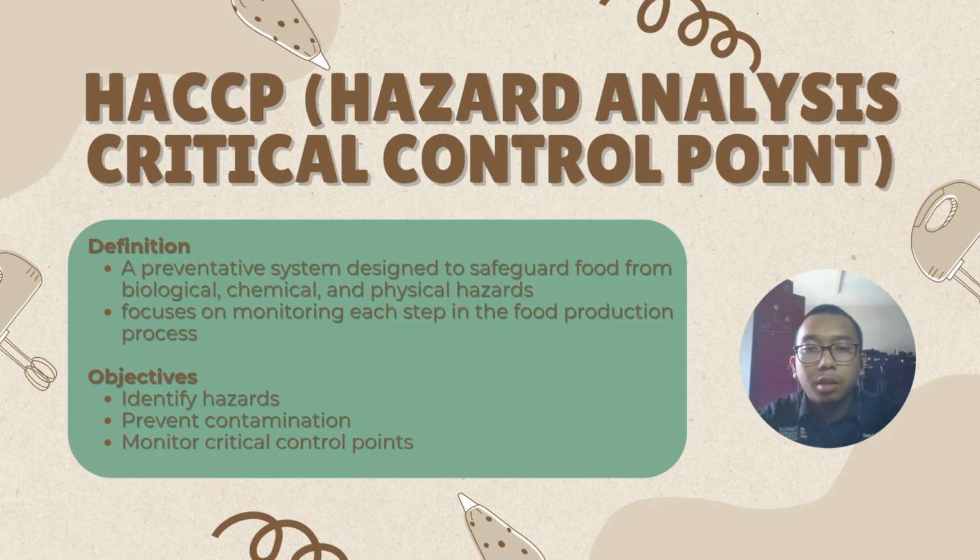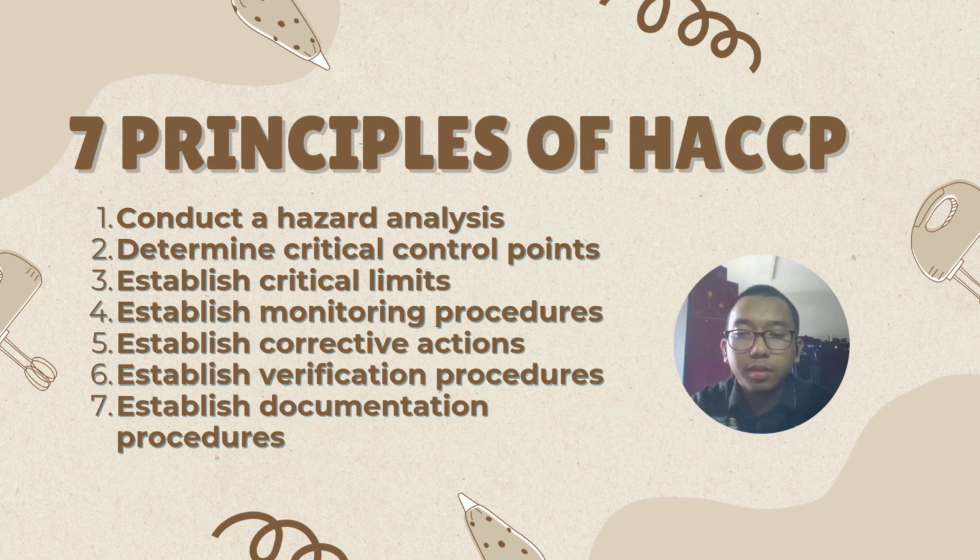And finally, I will be talking about Hazard Analysis Critical Control Point, or HACCP. By definition, it is a preventive system designed to safeguard food from biological, chemical, and physical hazards. It also focuses on monitoring each step in the food production process. HACCP is mostly implemented in restaurants and food handling factories. The objectives are to identify hazards, prevent contamination, and monitor critical control points. There are seven principles of HACCP.